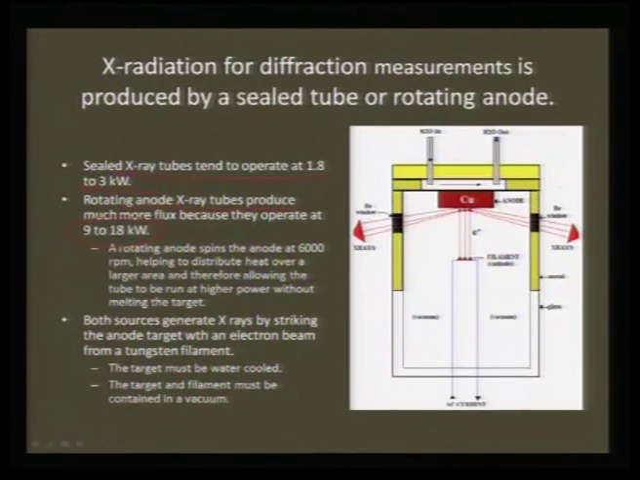Why is that so? Because when you look here, cathode rays are generated from a filament, usually a tungsten filament, that is striking an anode. In this case, we are talking about copper, and X-ray is produced, and X-ray is taken out through these windows, which are beryllium windows, and this is the way X-ray is tapped out.